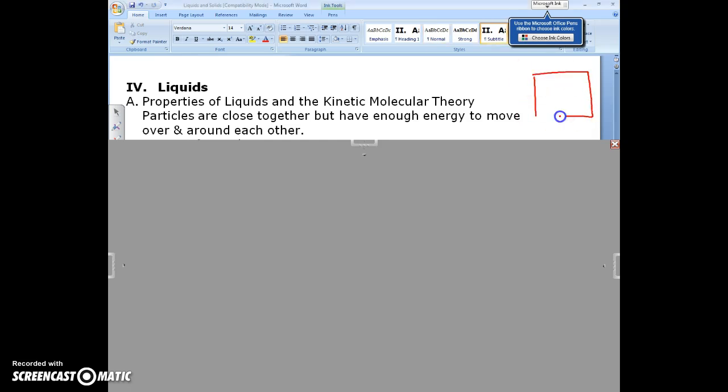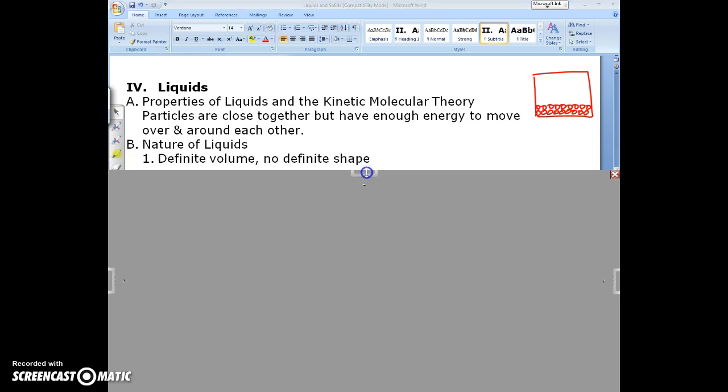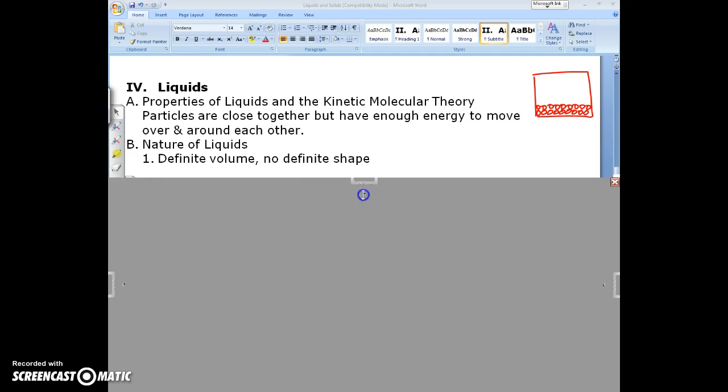If we look at our particle model, here is what a liquid would look like. Particles are still really, really close together, but they can move over and around each other. That also gives them the ability to flow. So the nature of liquids, from your middle school definition, is that they have definite volume but no definite shape. They will take the shape of any container, but 50 milliliters in one container is 50 milliliters in another container.